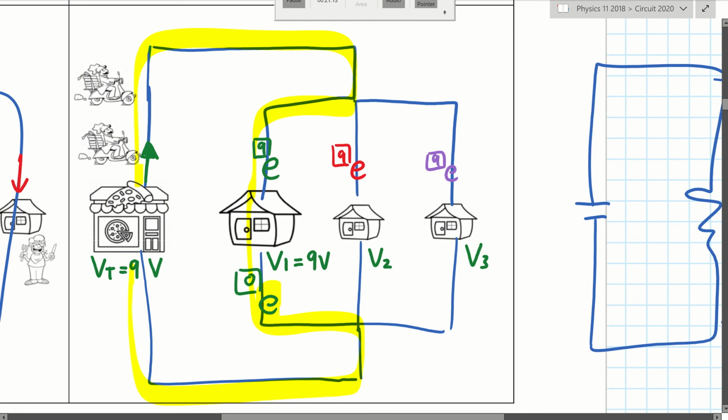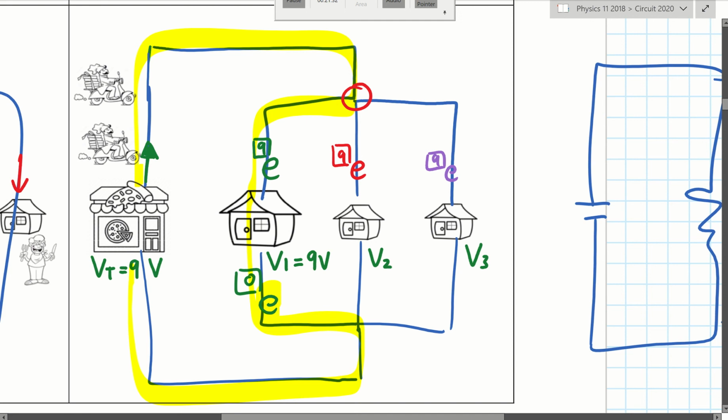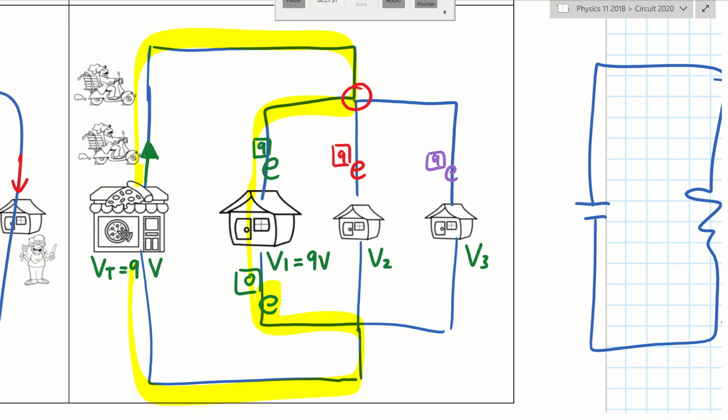So you hire 3 people to deliver pizza for you, and then you give the first one 9 pizza, you give the second one 9 pizza, you give the third one 9 pizza. Okay, so you're only giving them exactly 9 pizza each time. Now, the electrons have 3 different houses that they have to deliver to. So they're going to say, oh, at this junction point, why don't we just split up, and I will go to the first house, red, you go to the second house, and purple, you go to the third house, and then they all order 3 pizzas. So it will be 9 volts for all 3 of them.